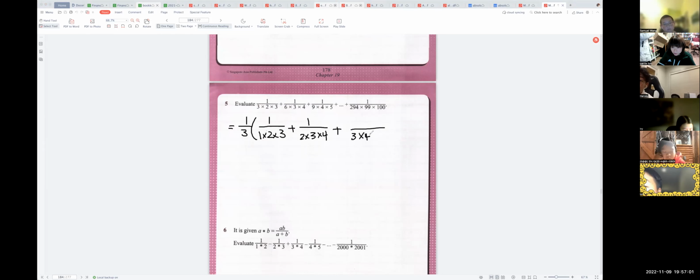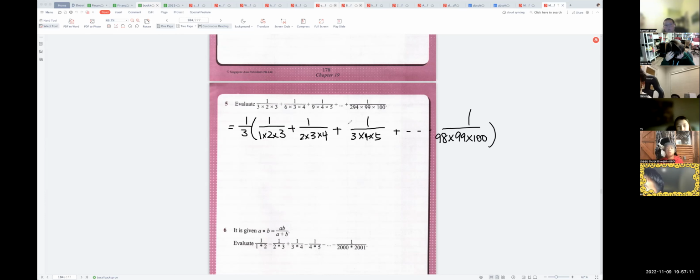This one is something we never learned, but I want everybody to have the ability to see that almost every single one has something connected with 3, okay? So if we take 1 over 3 out, the first one will be 1 over 1 times 2 times 3. The second one will be 2 times 3 times 4. The third one will be 3 times 4 times 5. Get it, everybody? So the last one will be what? If I take 3, 98 times 99 times 100.